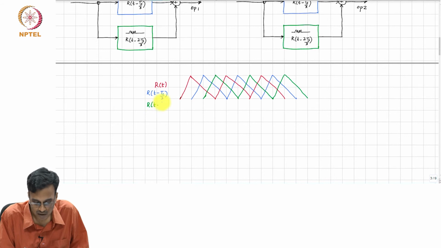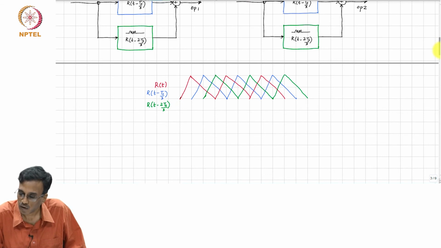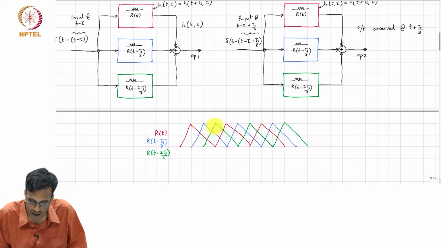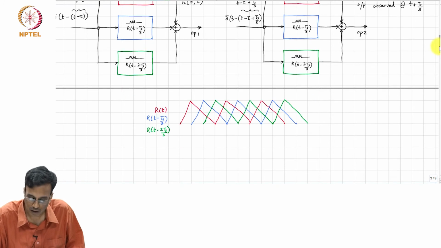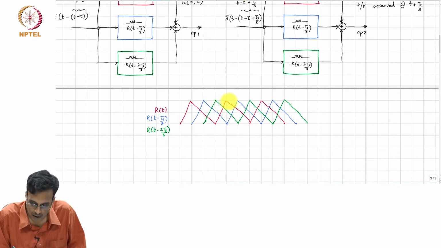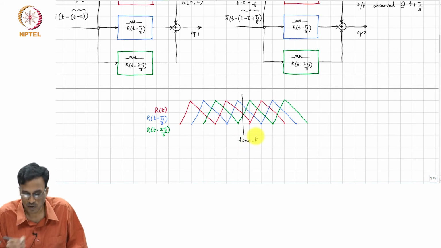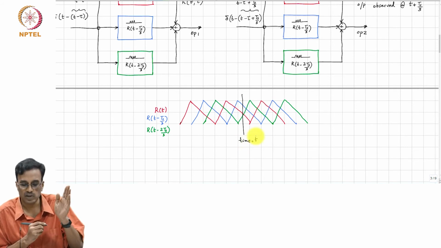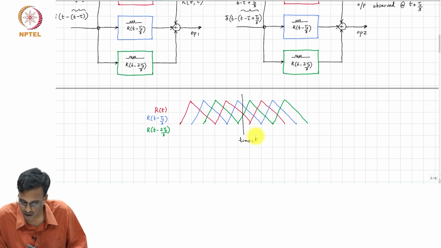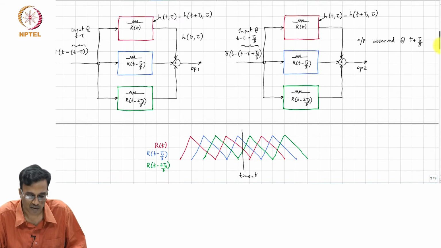R of t minus 2Ts by 3, all right. Now, at time t, let us say this was some observation time, is equal to t, for some particular observation time, that is the time I choose to look at. And how does the system look?